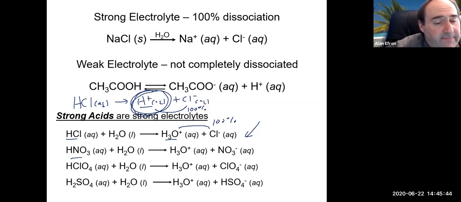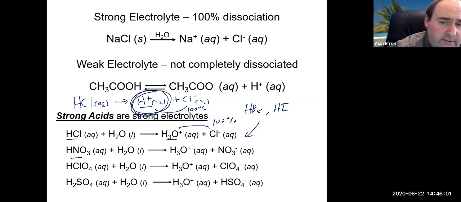a strong acid. Some other strong acids, HBr is a strong acid. HI is a strong acid as well. So those are also some strong acids. Hydrobromic acid, hydriodic acid, they're actually really strong acids as well.